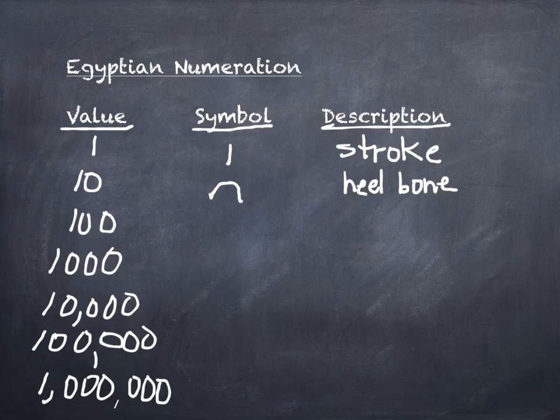Things get a little bit trickier with the number 100, but still I'm doing okay. It looks like this. Kind of like a curly 9 or something like that. Okay, so it's called a scroll. The number 1,000 is where my art skills are probably not going to look so much like the books, but it looks something like this. And this is called a lotus flower.